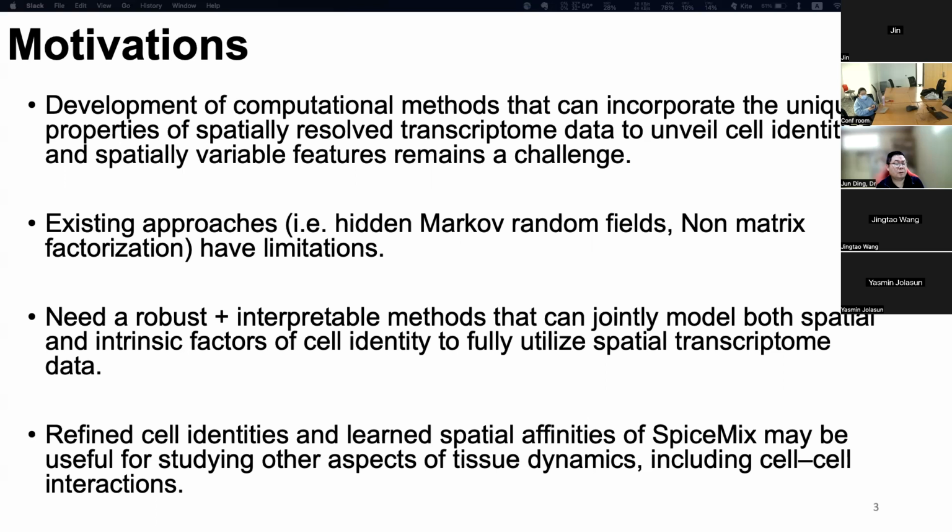So the last motivation is that refining cell identities and learning spatial affinity with SPICEMIX may be useful for studying other aspects of tissue dynamics, including cell interaction. In their novelty, they mentioned an interpretable method. If I recall correctly, the method is deep learning. Well, this is not a deep learning method. This is like a linear model. So it's not deep learning. I see. So this is one advantage compared to other methods.